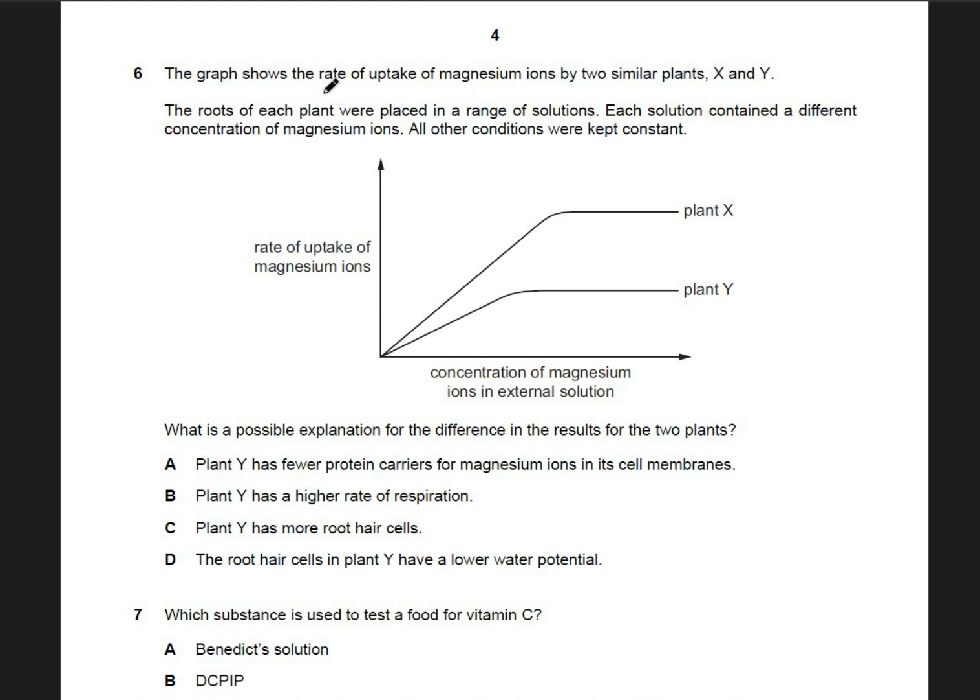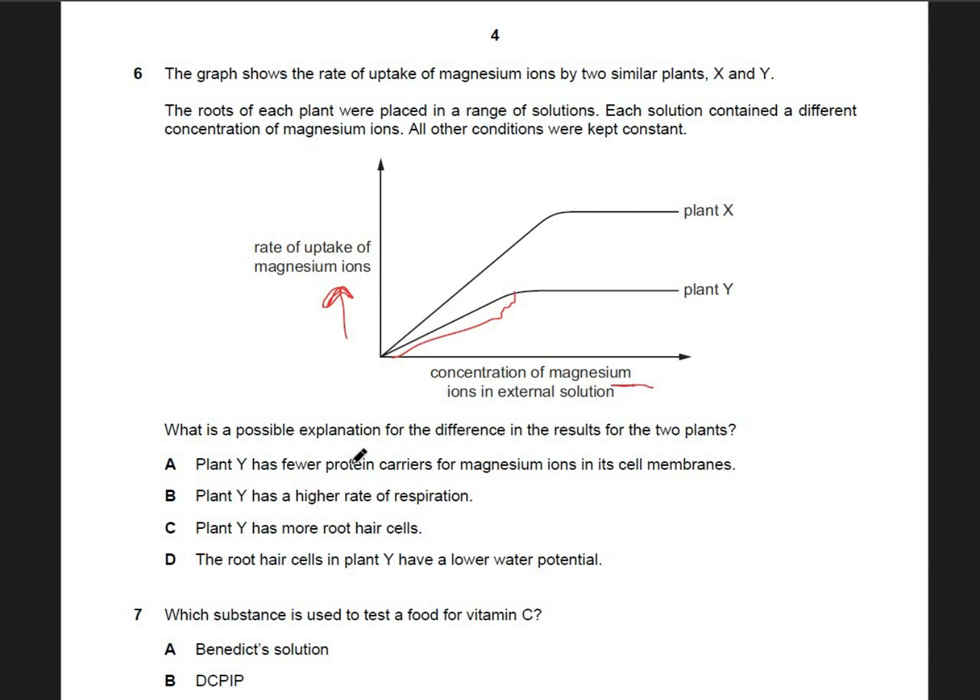Now, question number 6. The graph shows the rate of uptake of magnesium ions by 2 similar plants, X and Y. The roots of each plant were placed in a range of solutions. Each solution contained a different concentration of magnesium ions. All other conditions were kept constant. What is a possible explanation for the difference in the results for the 2 plants? This is the concentration of magnesium ion in the external solution, and this is the rate of uptake, meaning the rate of active transport. In plant Y, the maximum rate is less than in plant X.